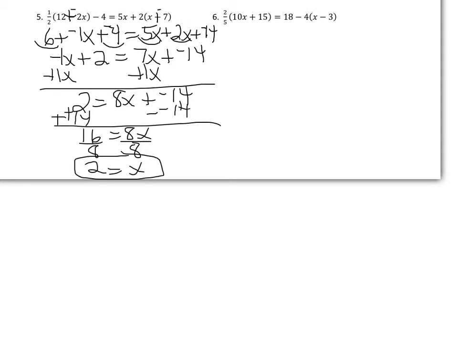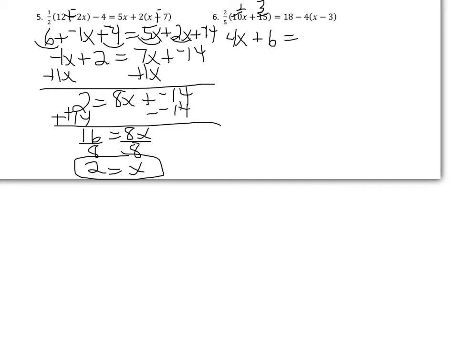All right. Let's look at number 6. Again, I have to do some simplifying first. On the left-hand side, I'm doing 2/5 times (10x plus 15). Now, the 10 and the 5 would cancel, leaving me with 2. So 2 times 2 would give me 4x. Plus the 5 and the 15 would cancel, leaving me with 3. So that would give me a 6 left over.